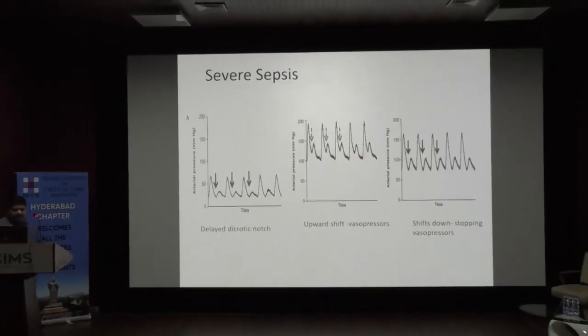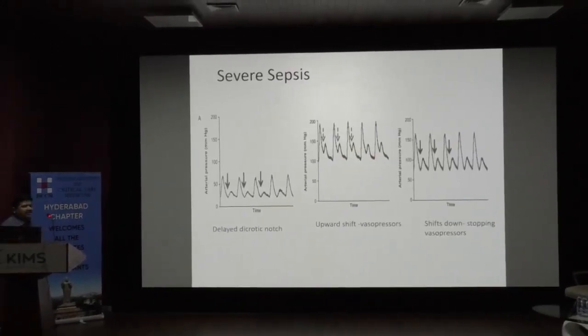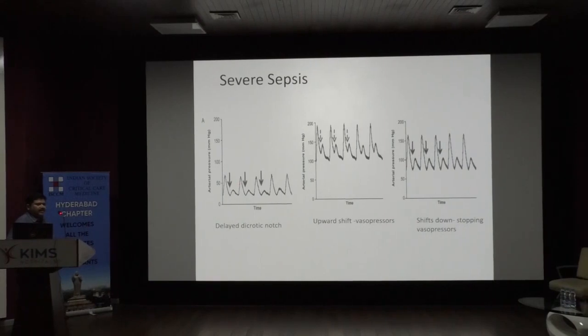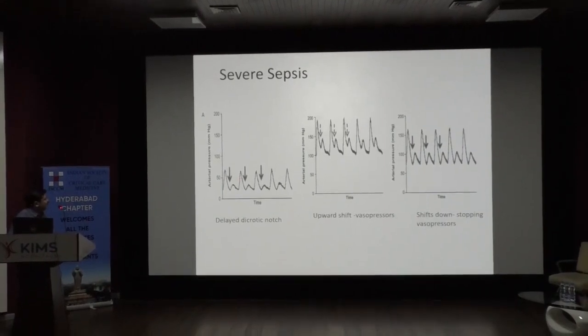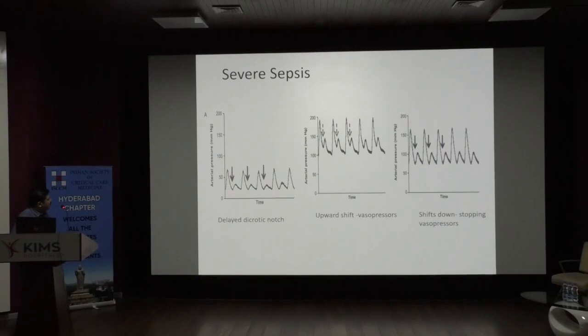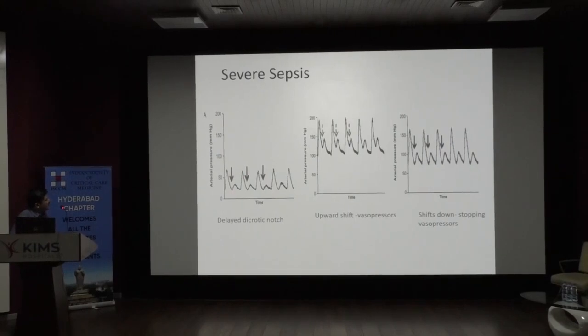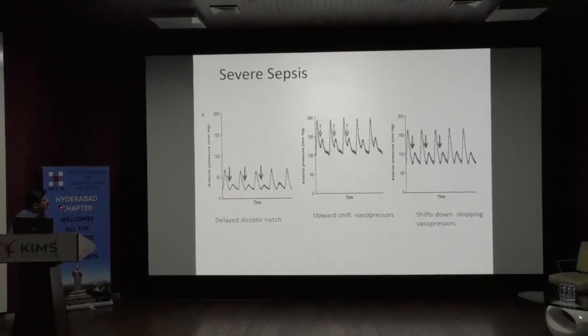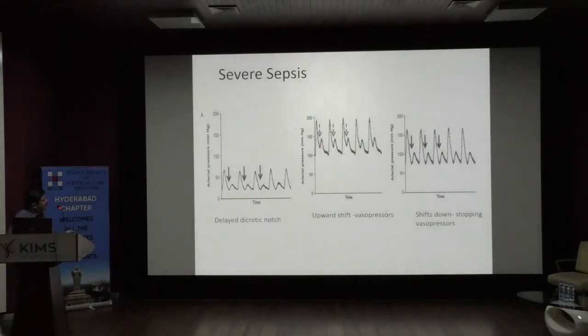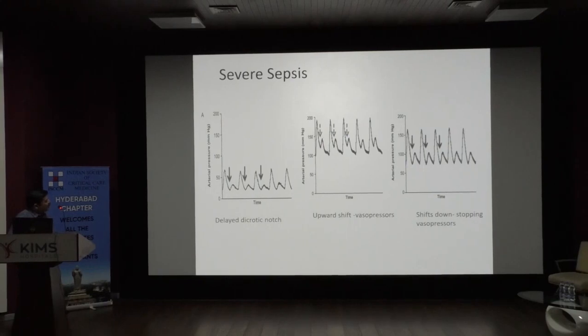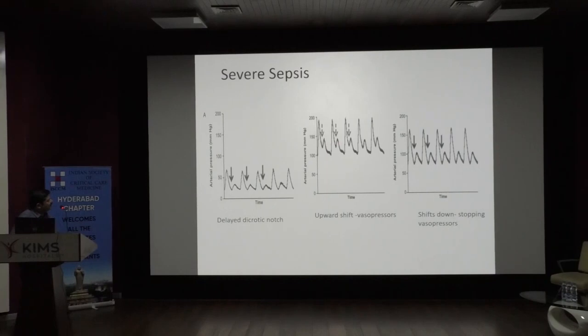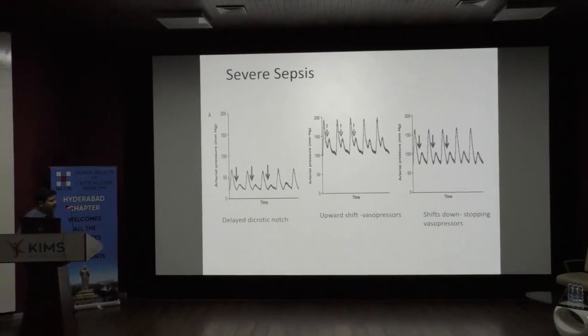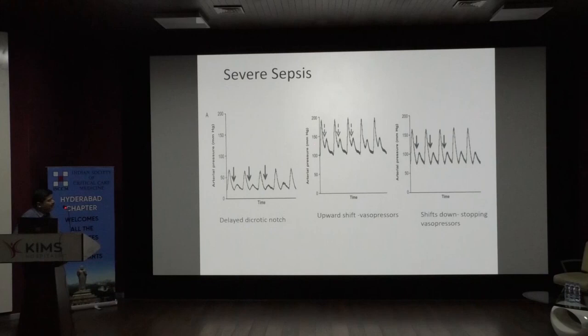Now, in severe sepsis, we already discussed that as there is peripheral vasodilatation, the dicrotic notch will come down. There is a delayed dicrotic notch that goes down. As you start vasopressor therapy in these patients, you see the dicrotic notch appearing, and typically this kind of peaked pressure with a dicrotic notch appears. As we lower the vasopressors, we again see the migration of the dicrotic notch downwards. This is classical in severe sepsis that we can see in day-to-day practice.